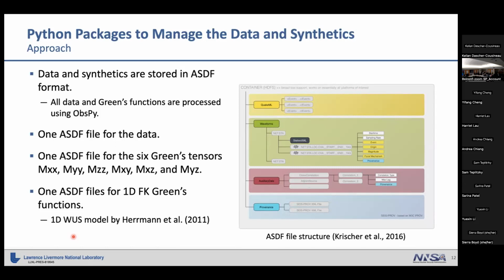And then a separate run for the 1D, because we're trying to compare what the improvement is from 1D to 3D. For the 1D model, in this case, we're using the Western US model by Herrmann et al. in 2011, since that model covers most of the region that we're interested in. As you can see, we start to run into issues offshore, and that's really where the advantage of using a single 3D model to cover a large zone comes in. And I'll show that in the results.